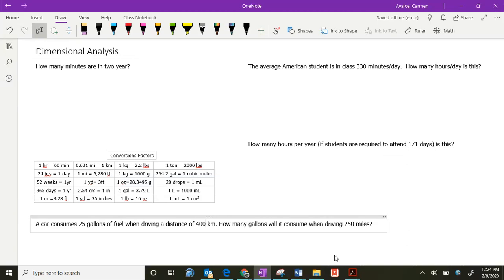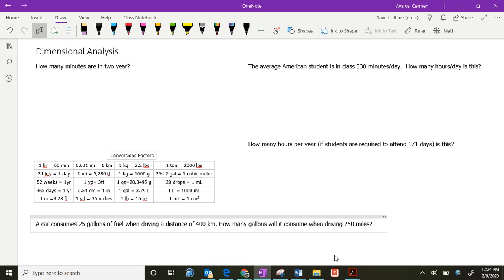Dimensional analysis. You might be familiar with it if you've taken any type of science class. You're always converting units in science as well as in math. And so we are going to need this for some material that's coming up soon. So let's get started with the dimensional analysis.